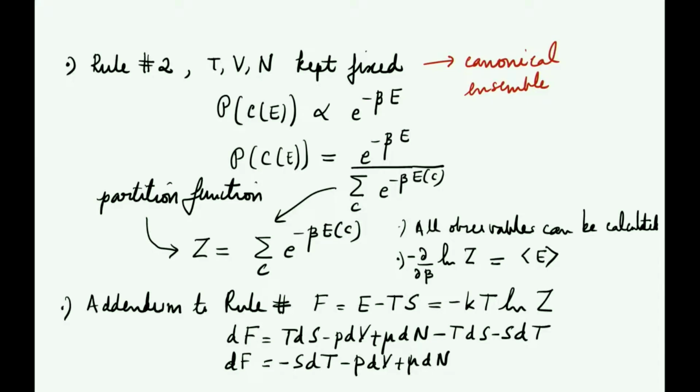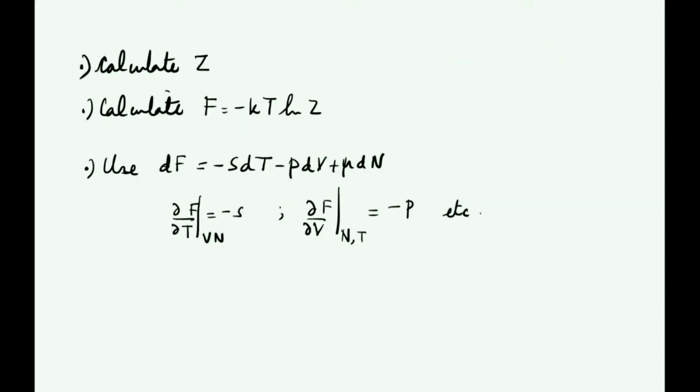Okay, so as an example, we will do it. This is just a summary. You calculate Z, you calculate F as minus kT log Z, you use the thermodynamic equation. If I do the derivative del F by del T, I get entropy, del F by del V, I get pressure, del F by del N, I get chemical potential. So this is a calculation exactly the same as the microcanonical calculation, but for different constraints that you put on the system.